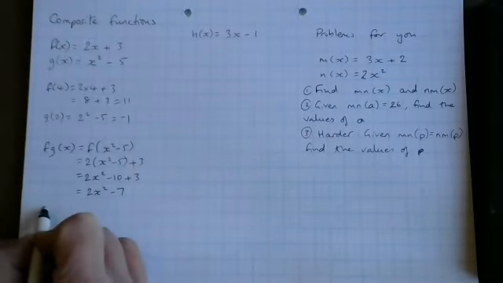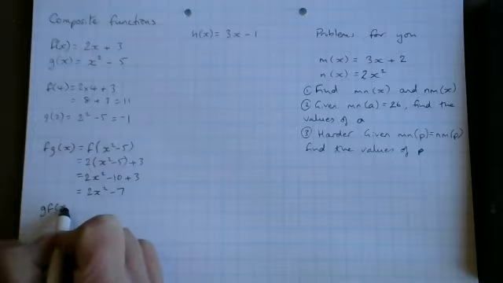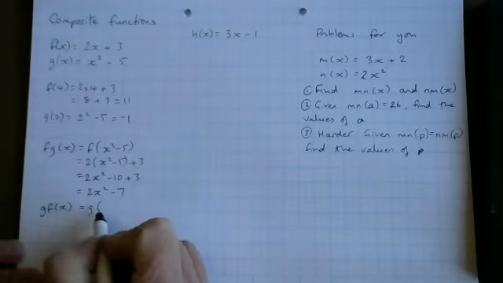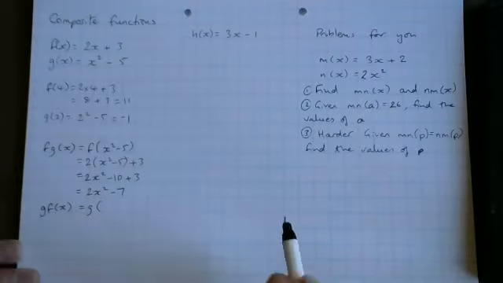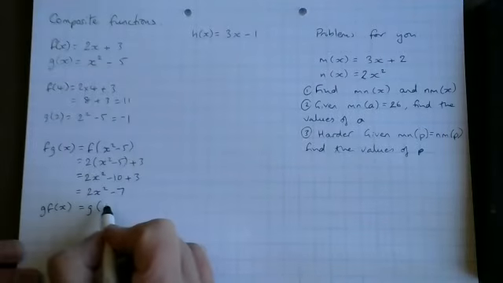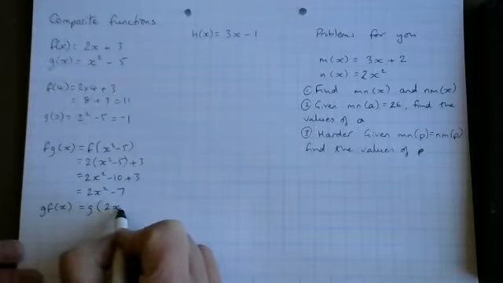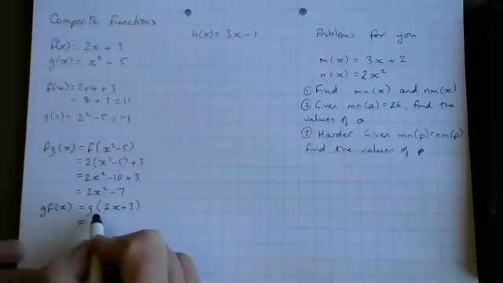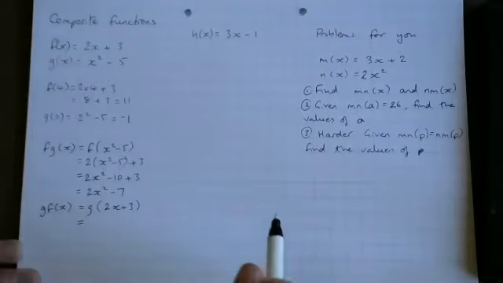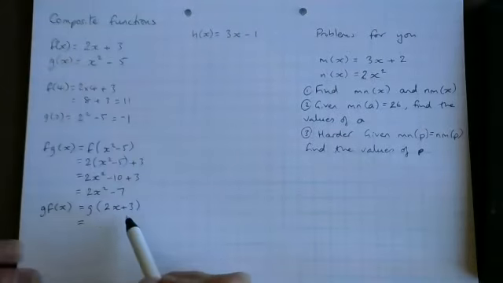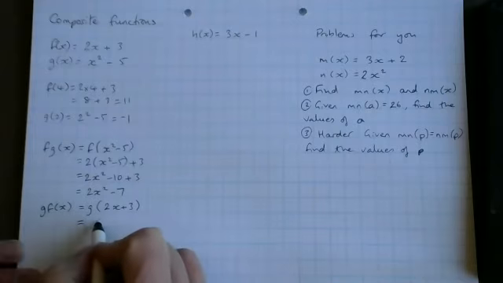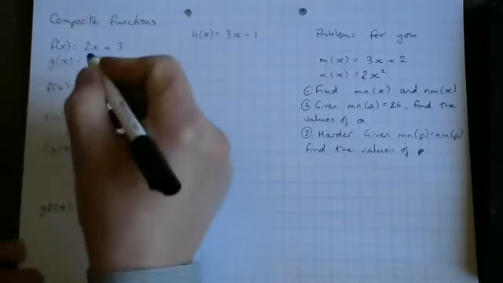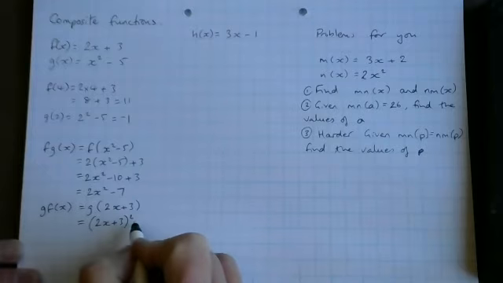Now, importantly, in general, fg of x is not the same as gf of x. So for this one, gf of x equals g on f of x, where f of x is 2x plus 3. So I do g to 2x plus 3. And when I do g to 2x plus 3, x is replaced by 2x plus 3. So it's 2x plus 3 squared, take away 5.